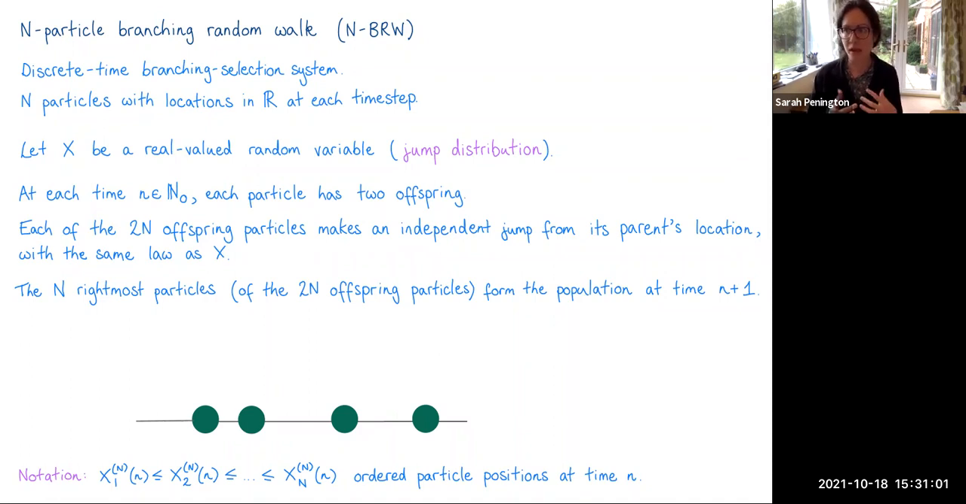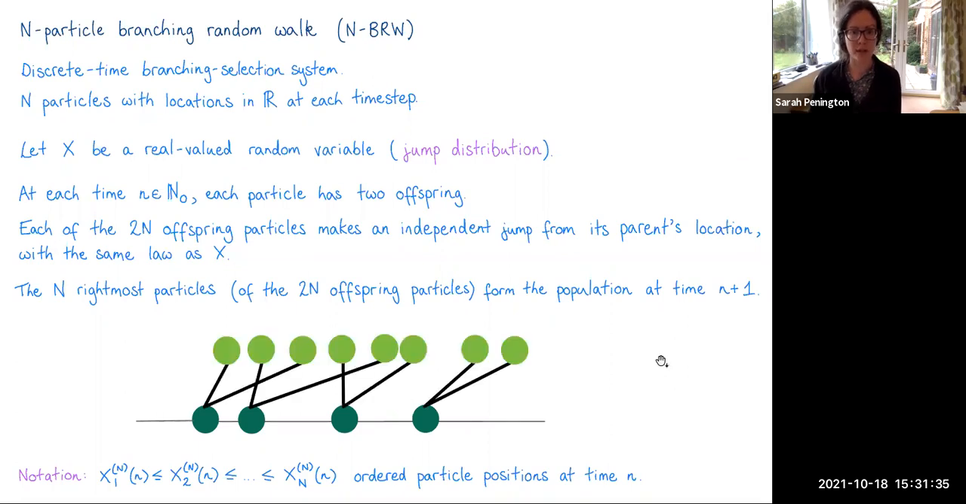We start with some arbitrary initial condition of particles, whatever you want to set as your initial condition. And then at each time n in the non-negative integers, each particle has exactly 2 offspring. Each of the 2n offspring particles makes an independent jump away from the location of its parent with the same law as x, the jump distribution. And then only the n rightmost particles of the 2n offspring particles survive to form the population in the next generation at time n+1.